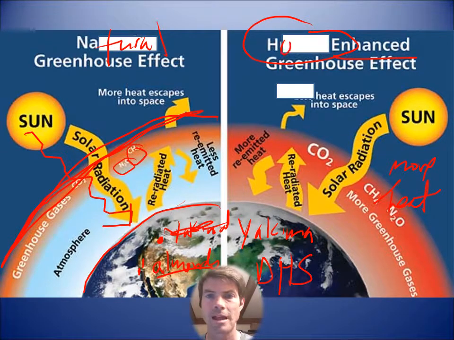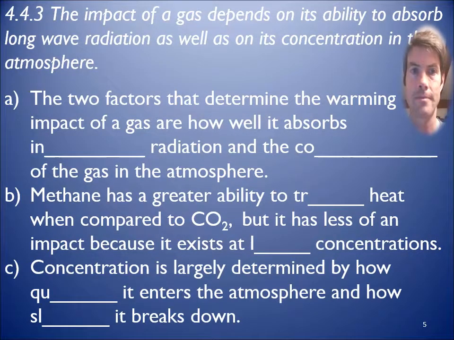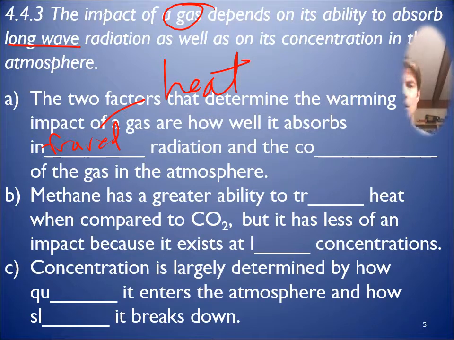So this is human enhanced. You can write that in, human enhanced. So less heat escapes out into space. More heat with the natural, less heat with human enhanced. So the gas is absorbing this long wave radiation, and the fancy word is infrared, a fancy way of saying heat. You may have seen night vision glasses, night vision goggles, night vision cameras. They're looking at infrared. They're looking for heat.